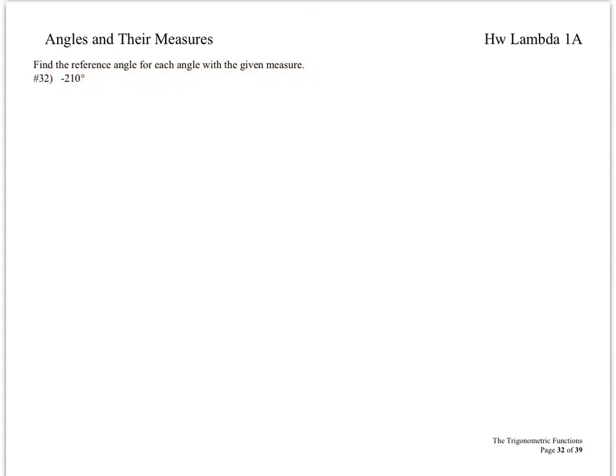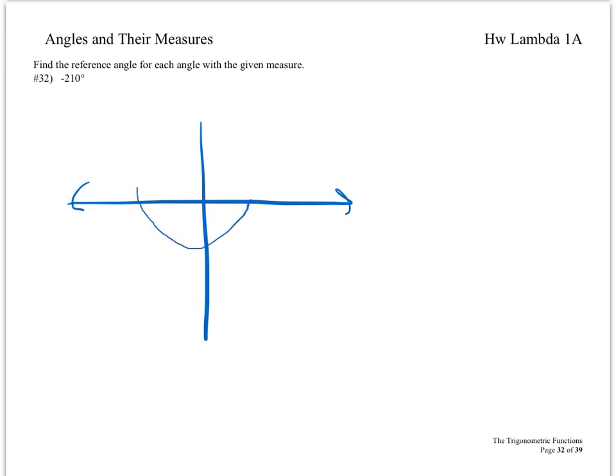Find the reference angle for each angle with the given measure. We have negative 210 degrees, which is going clockwise. 90, negative 180, negative 210. That puts us in quadrant 2.